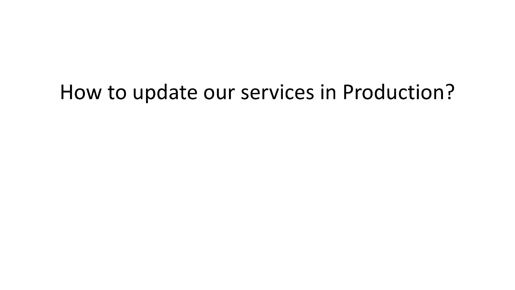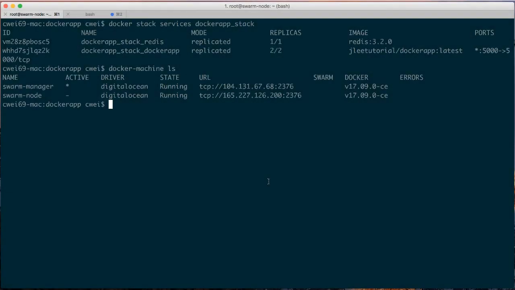You might want to ask, in production, what if we want to update some of the services? What should we do? We can simply rerun our docker stack deploy command, and Docker will update our services automatically on the Swarm cluster. Let's see it in action.